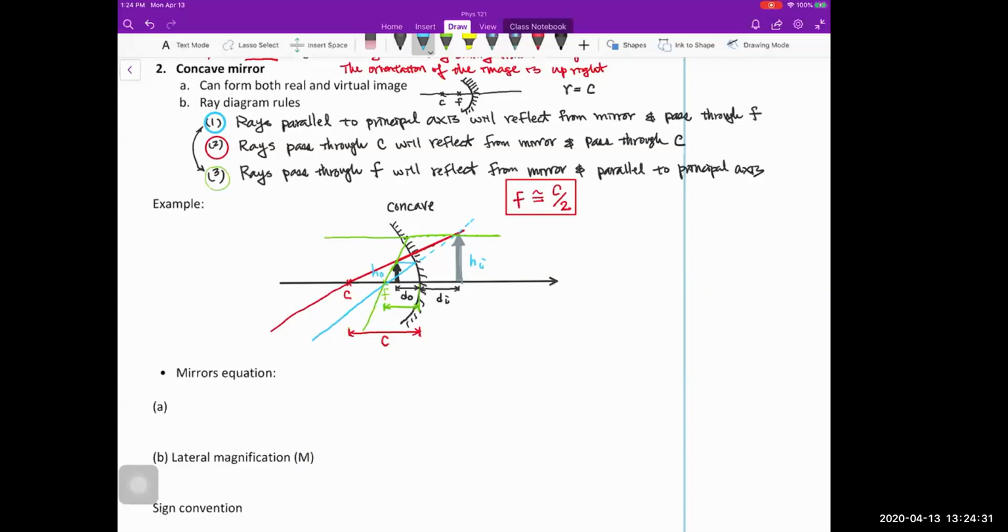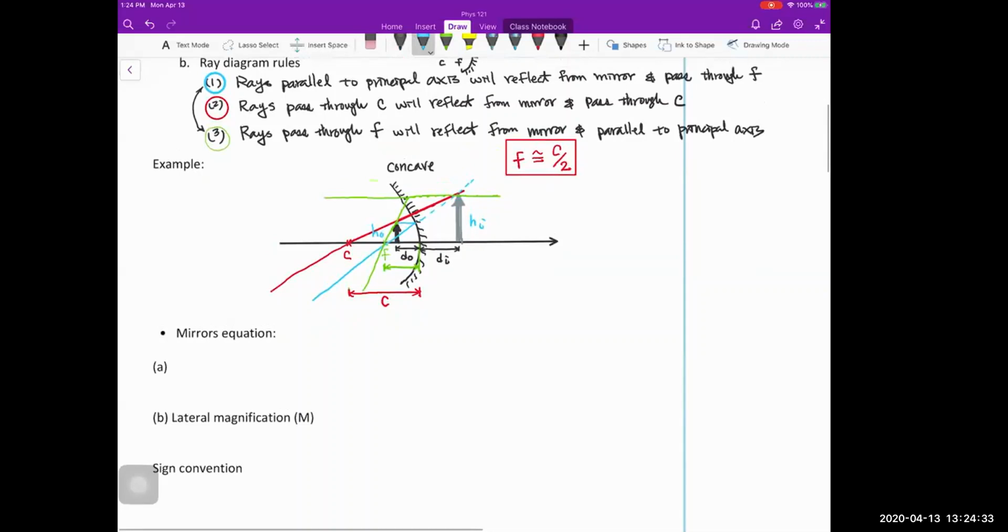Okay, so these are the several ways we look at the image. Make sure that you understand how you use the rules to draw the ray diagram, and how you define those locations, because in the lab you're going to measure those locations. Okay, I'm going to show you some setup that you had to find out the location of this one.